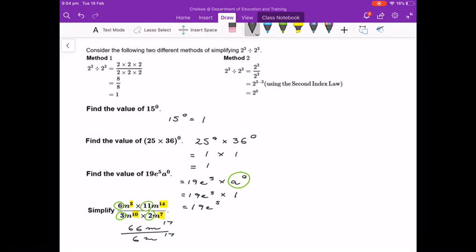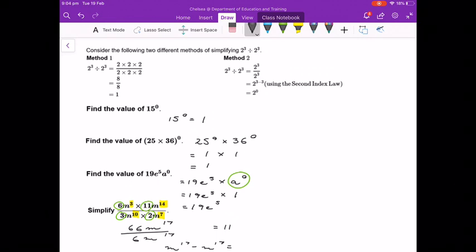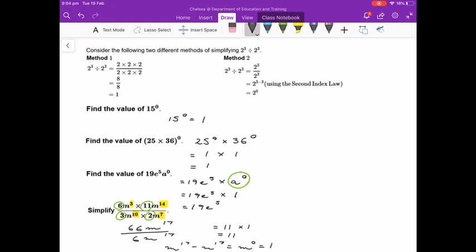So what we have here is 66m to the power of 17 over 6m to the power of 17. So how we solve that is we'll start with the 66 divided by 6, which is 11, and we know that m to the power of 17 take m to the power of 17 is m to the power of 0, which is also 1. You could also cancel them out. So that answer is 11 times 1, which is also 11.